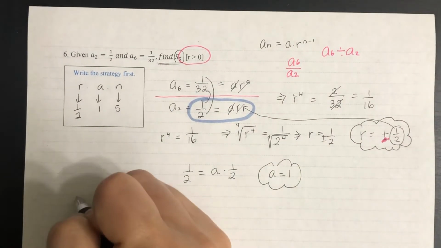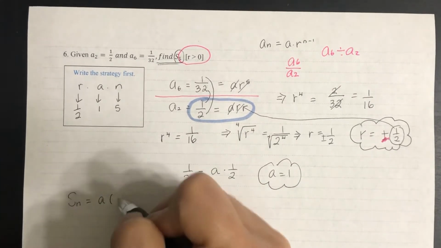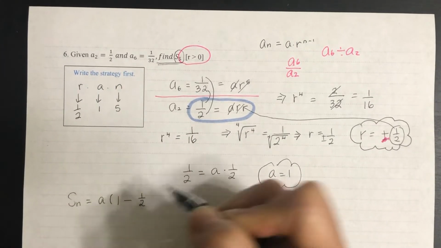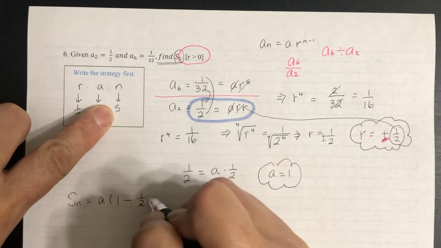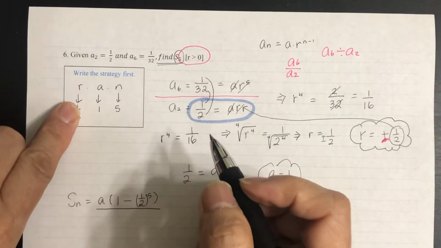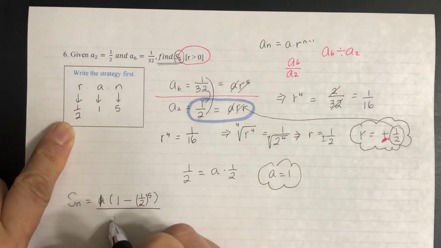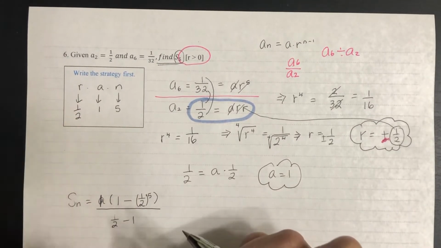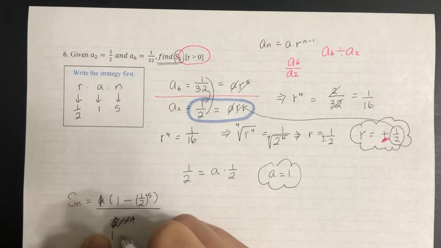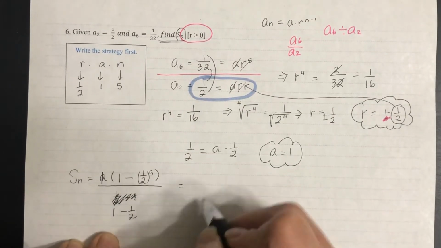Okay, good. So S sub n is a times, since r is smaller than 1, we're going to write 1 first because that's bigger, and then half to the nth power, n is 5. So a is 1. And again, r is half, and then minus 1. Okay, let's look at this. Oh, no, I am so sorry. This is 1 minus half, right? Yeah, this is 1 minus half. Okay, so if we do this, the bottom is going to be half.